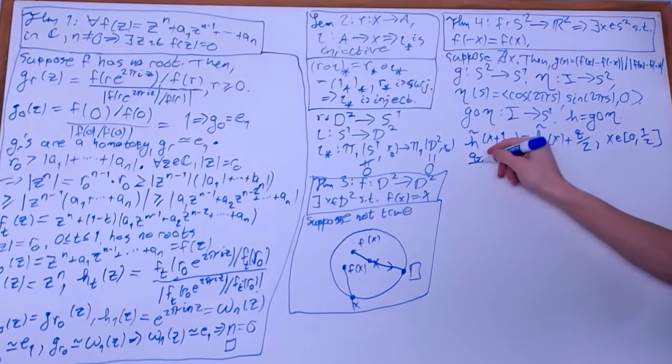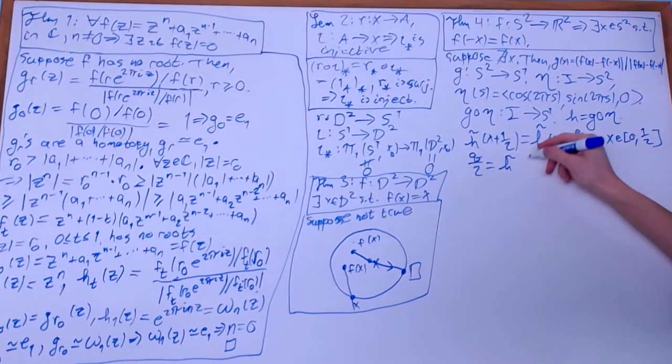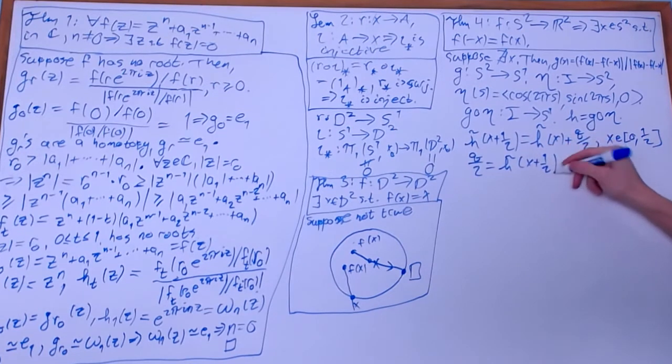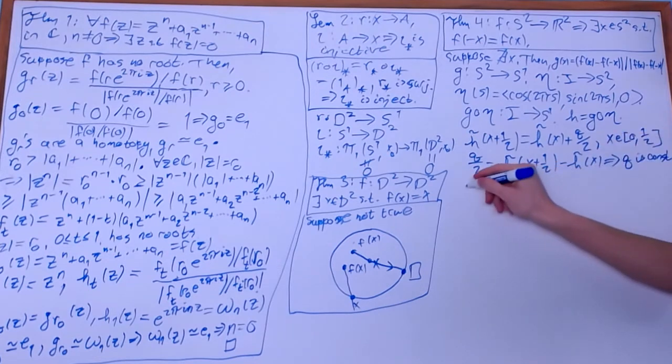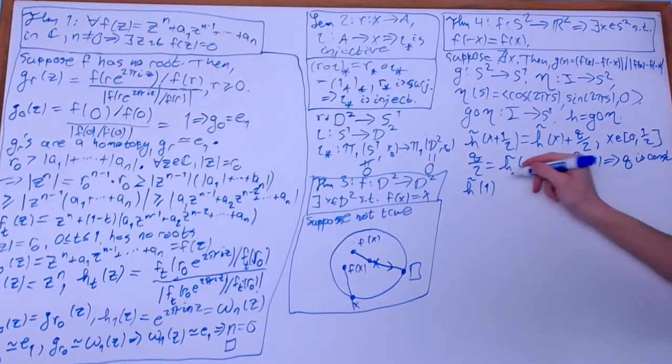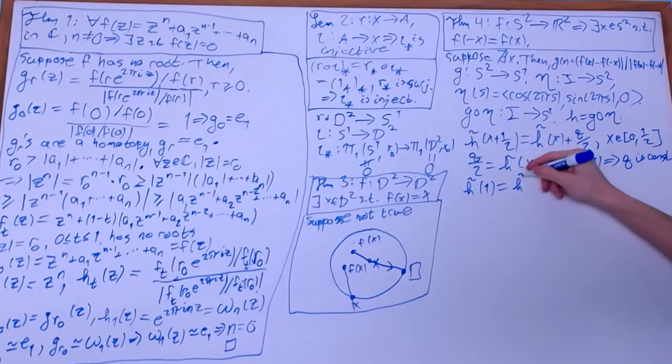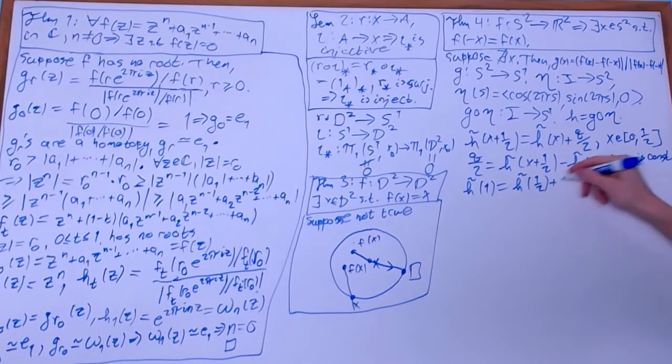But we know that q over 2 is going to be equal to h tilde of (x plus 1/2) minus h tilde of x, which is continuous, but q as an odd integer can only change discretely, which means q is constant. And that's good news, because if I do h tilde of 1, by this identity, that's going to be equal to h tilde of 1/2 plus q over 2. And then h tilde of 1/2 is going to be equal to h tilde of 0 plus q over 2, plus q over 2, which is just q.